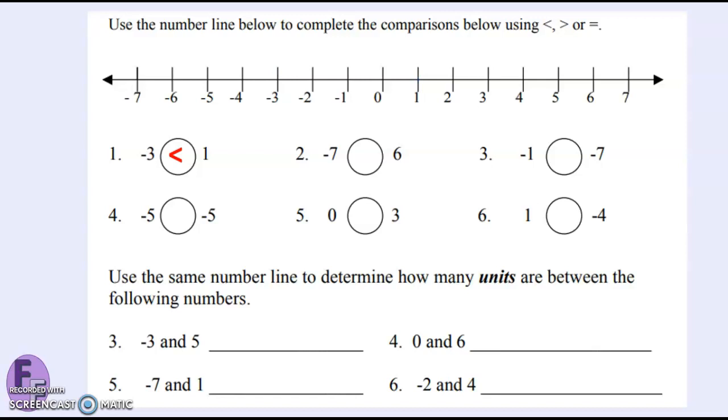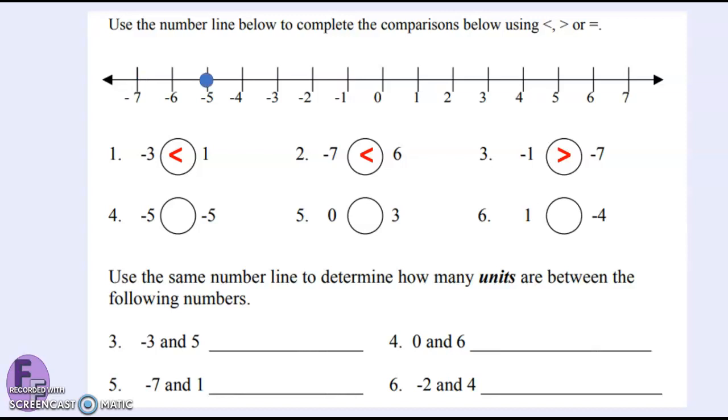Number 2 shows -7 and +6. -7 is to the left, so again we are using the less than symbol. Plot -1 and -7. -7 is to the left, so it is the smaller number. We are going to then use the greater than symbol because -1 is the number listed on the left of the problem.